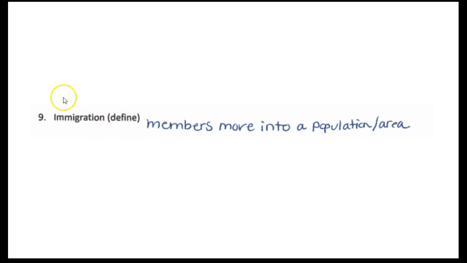The next word is I, immigration, go into. So the members move into a population. So if it's an I, it means go in. Members move in. So you're either exiting or you're going in. Emigration means out. Immigration with the I means move into the area.